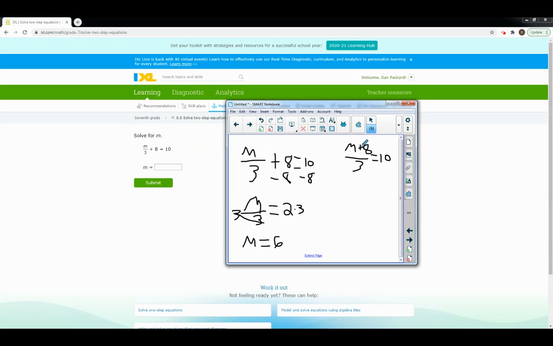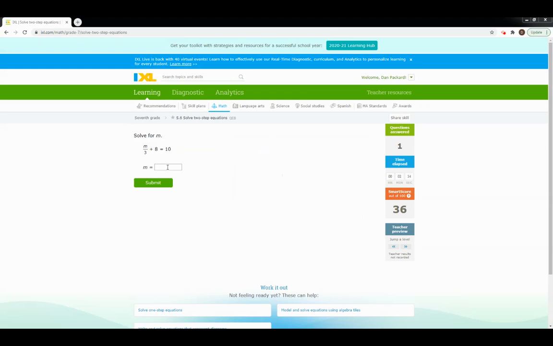And for this one, now the 8 is with the m. So this one is the same process, but it's opposite. So we actually multiply by 3 first. We'll get m plus 8 equals 30. And then minus 8 from both sides. And m will be 22. Okay, but this one it's 6. All right, that's the one I just made up.